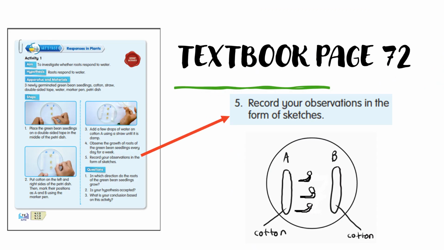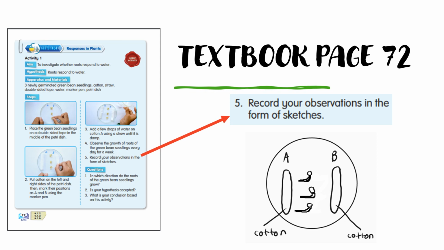Textbook page 72. Let's test. Responses in plants. Activity 1. Aim. To investigate whether roots respond to water. Hypothesis. Roots respond to water. Apparatus and materials. 3 newly germinated green bean seedlings, cotton, straw, double-sided tape, water, marker pen, Petri dish.